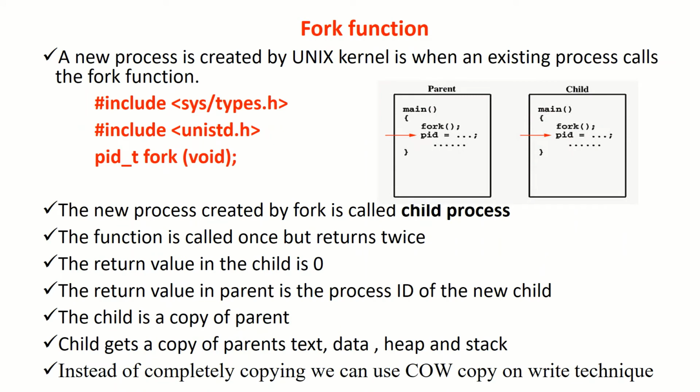Here we discuss the fork function, how it works, and under what circumstances fork functions are required for execution of a process. The only way a new process is created by the Unix kernel is when an existing process calls the fork function. Whenever we need to run a new process, we call fork. The prototype of the fork function is pid_t fork(void), and it requires including the header files sys/types.h and unistd.h, the Unix standard header file.